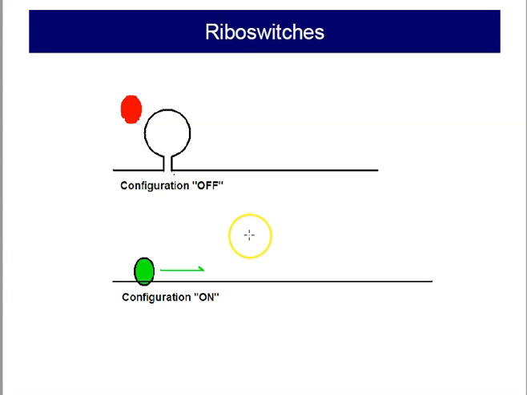And riboswitches are essentially genetic elements which can be used to turn on and turn off gene expression by the application of certain cues to regulate secondary structure.